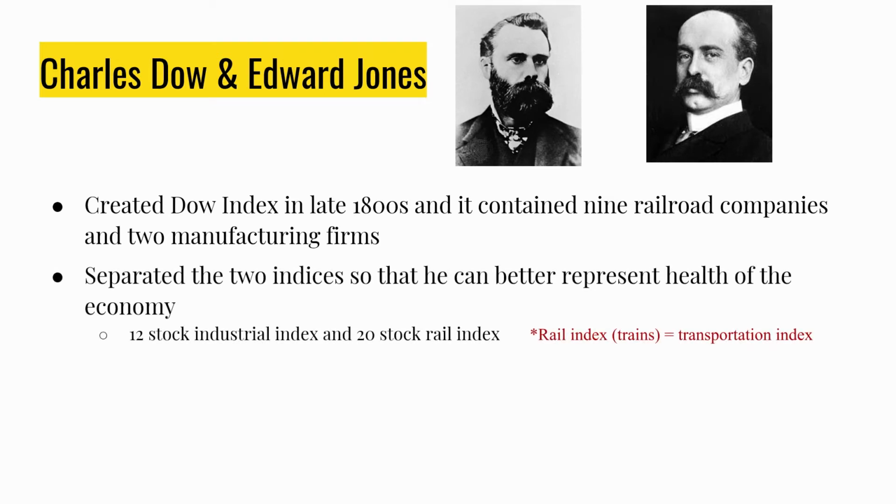economy more accurately. One of the indices was called the Dow Jones Transportation Average, and it contained 20 stocks. The other index was called the Dow Jones Industrial Average, and it contained 12 stocks. This average eventually became 30 stocks, and this is the one that is still talked about in the news.